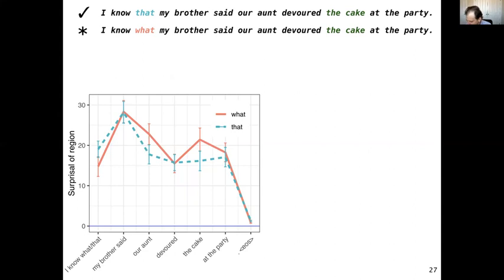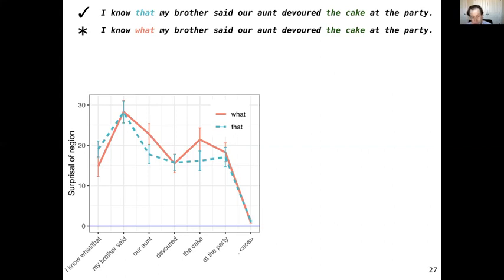So first of all, the I know what versus I know that parts of the sentence are a difference in surprisal. This is the summed negative log probability of this part of the sentence given the preceding context. This is different simply because the words what and that are different. And in particular, it turns out that what is pretty probable after I know, and that is less probable, and so the I know that version is more surprising. But that's not really of interest. The interest is what happens afterwards. There's no real effect on the my brother said part, but what does change is the following.